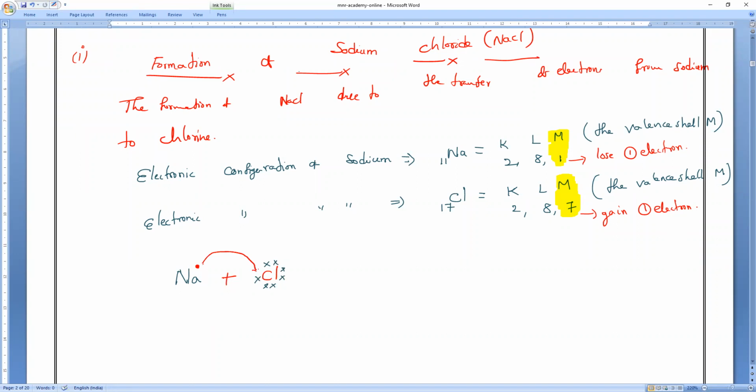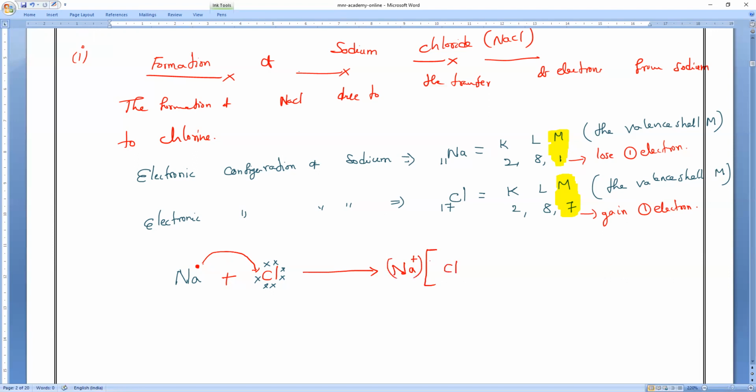So what will it turn into? It will donate the electron, so it will turn into what? Na plus, Cl minus. Na plus, and you have to write Cl minus fully in brackets with minus. So we have to put brackets. This is sodium plus.